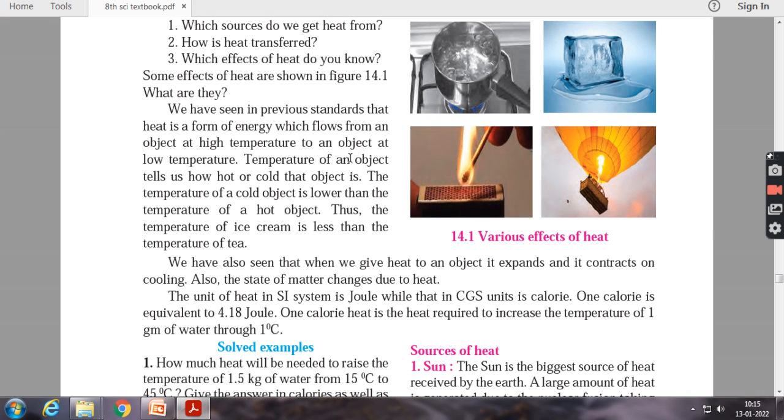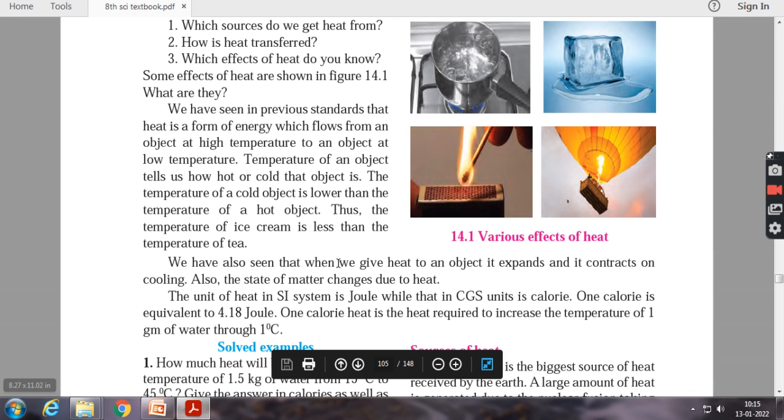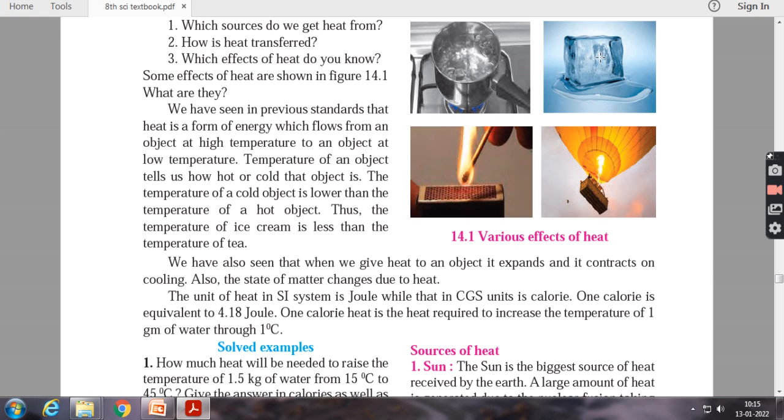When there is heat, the object expands, and when the object contracts, it means the object is cool. Why does the object expand? When you give heat, the object expands. Similarly, these are the different states of heat, and the SI unit to calculate heat is joule, and in the CGS system it is calorie. We have already seen this in the classroom.